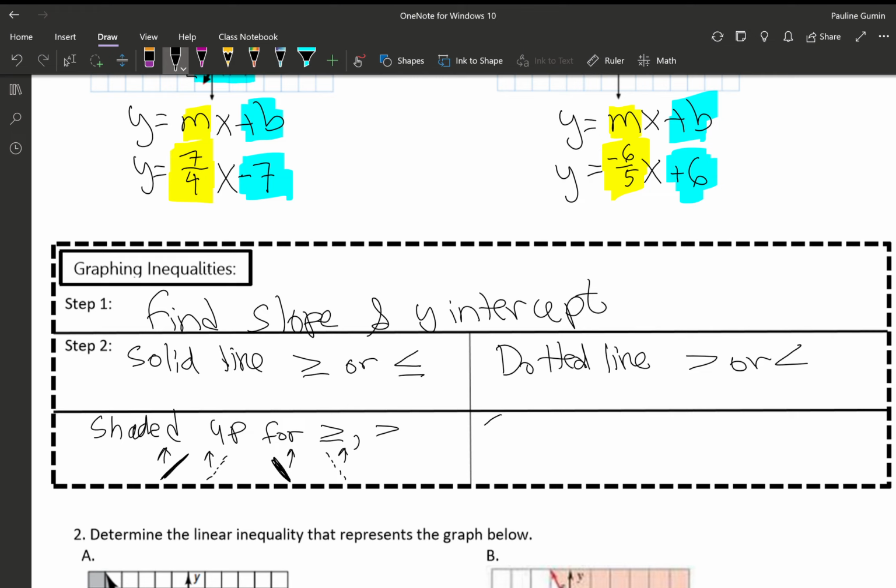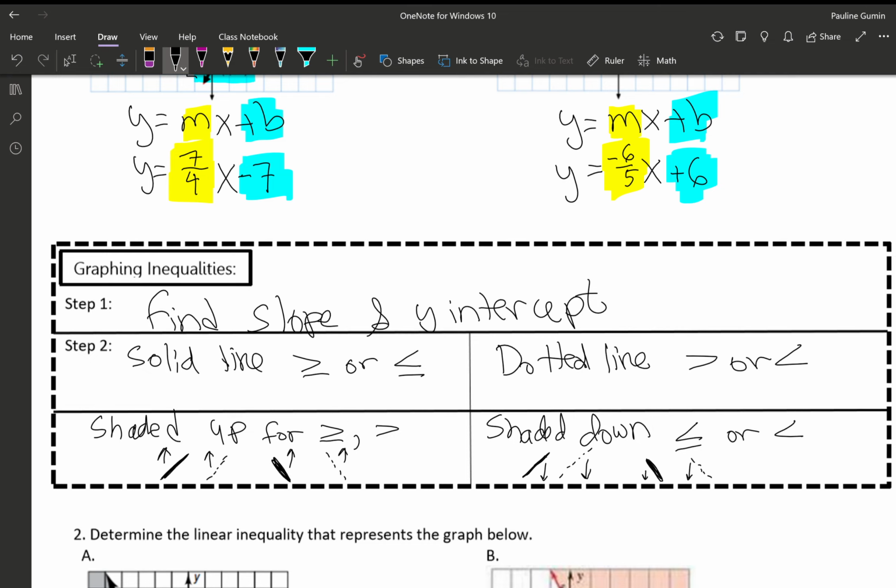Next, let's take a look at what if it's shaded down. Well, then we'll have one of these two symbols. Let me draw a little diagram. You might have a solid line like this, and it's shaded down. You might have a dotted line like that, and it's also shaded down. You might have a solid line like this. It could also be shaded down. Or a dotted line like that, which is also shaded down.